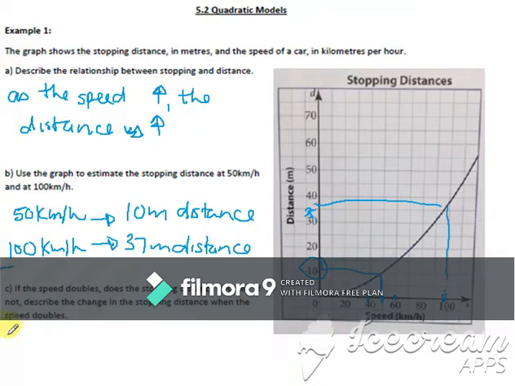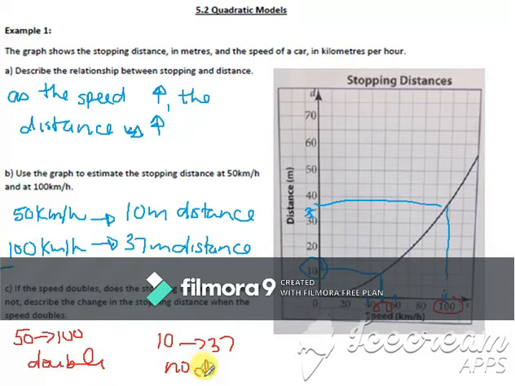Okay? So if we're looking from 50 to 100, that's what we just located. We located 50 here and then 100 here. So obviously this is a double. At 50 it would be 10, but then at 100 it goes up to like 37. So this is not doubled. It's not just 10 to 20, or 50 to 100, or 80 to 160.